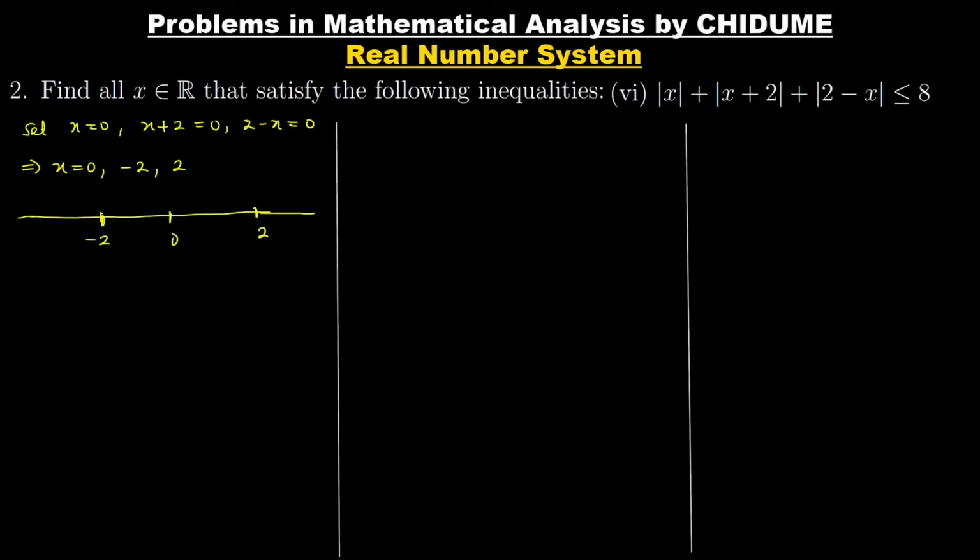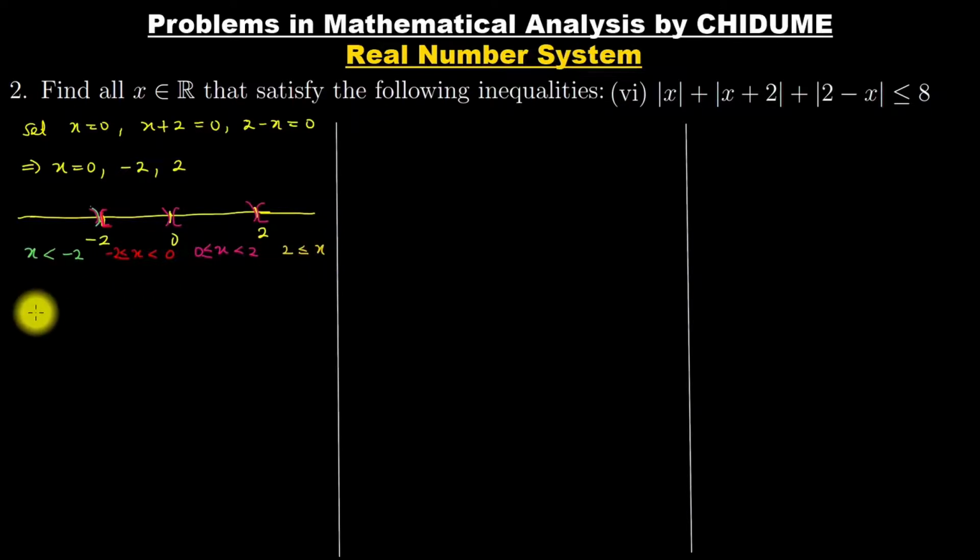So the first interval is when x is strictly less than negative 2. The other interval is when x is greater than or equal to negative 2, but strictly less than 0. And we also have the interval when x is greater than or equal to 0, but strictly less than 2. And for the last interval, we have 2 less than or equal to x.